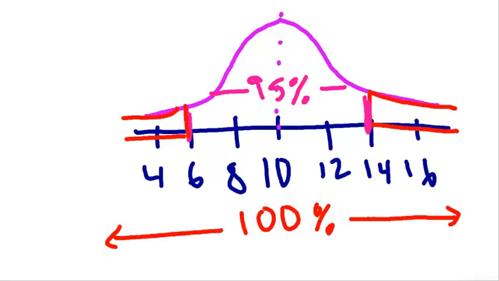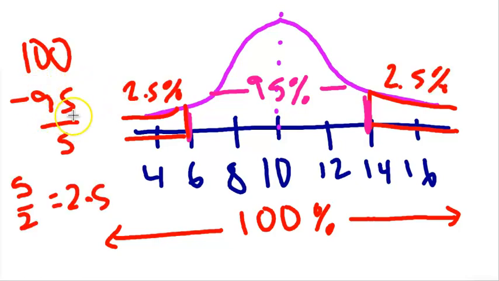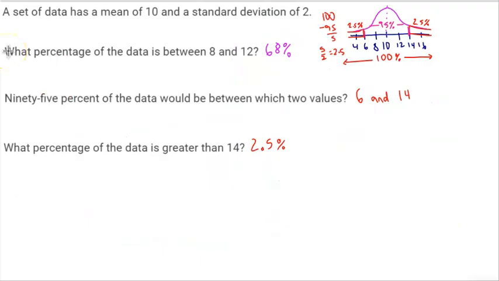If we total up the 3 sections of our curve, we should get 100% because the sections in red continue past what we currently have graphed. They do not stop at the 4 and the 16. So if we take the 95 in the middle out, we're left with 5% for the other 2 sections. If we split that 5% evenly between the 2 red sections, we should get 2.5% in each. Therefore, 2.5% of our data should be greater than 14.